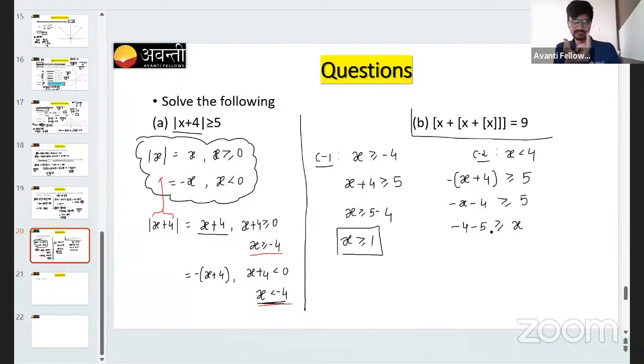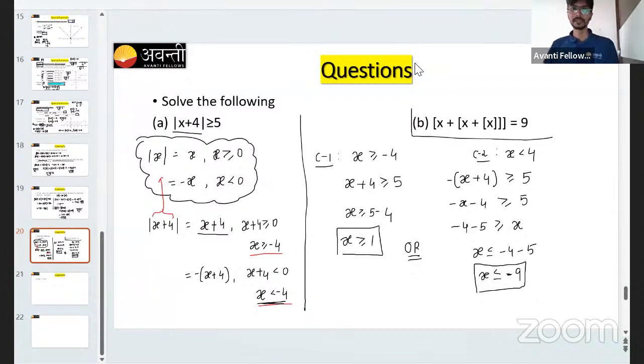मैं खाली ऐसा ऐसा रीड कर रहा हूँ उल्टा. So if I read the inequality from right hand side, I will get x is less than equals to -4 -5. That means x is less than equals to -9. That is, x can be greater than equals to 1 or x can be less than equals or equal to.